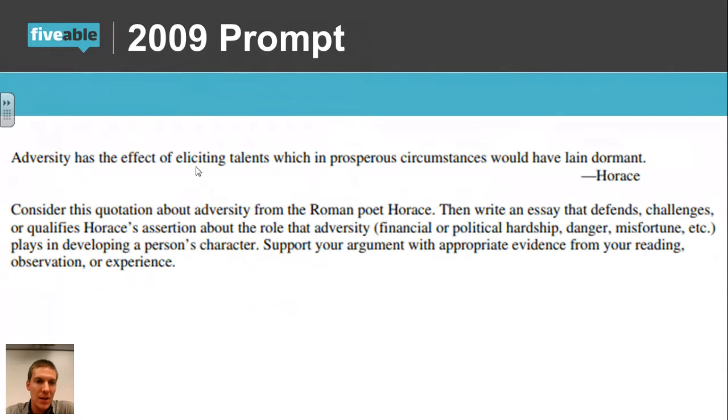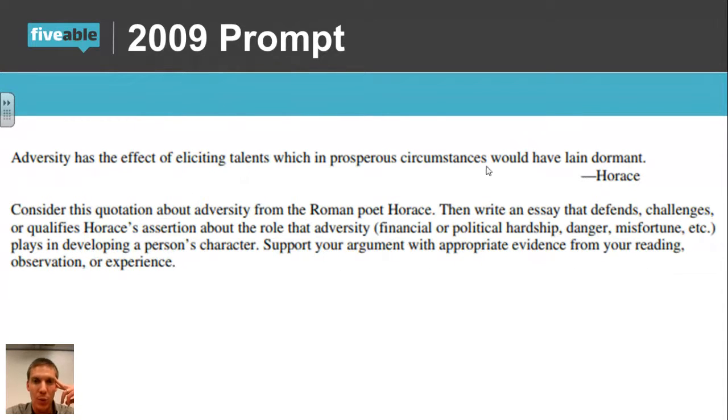But a lot of people who write this prompt, in a 40-minute constrained setting where you can't ask a teacher a quick clarifying question, struggle with the language here. It's a one-sentence quote, but it's packed with some tough language. Lain dormant: a lot of the context clue there is actually a volcano, right? That's when we see dormant used the most in our society today, as a dormant volcano.